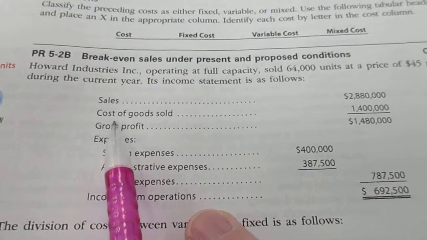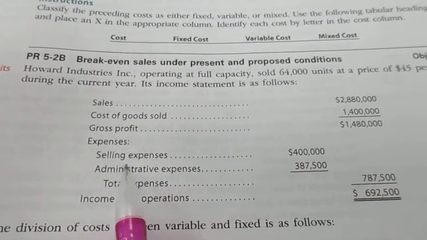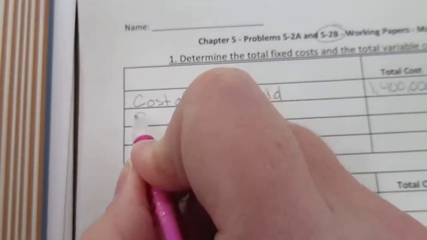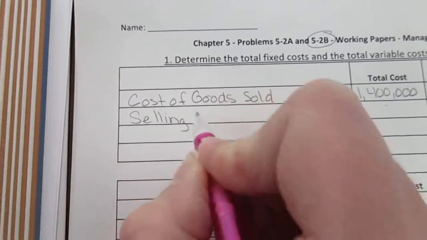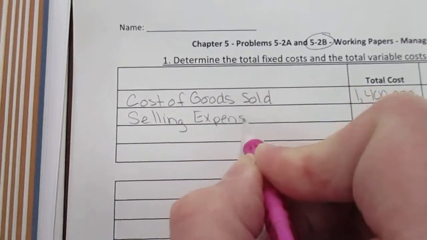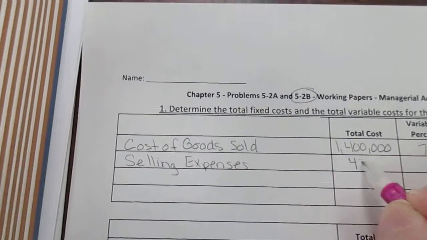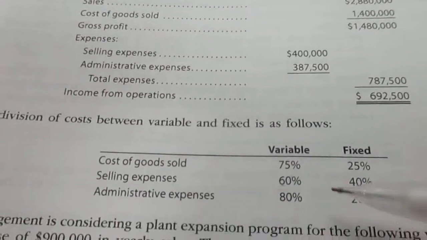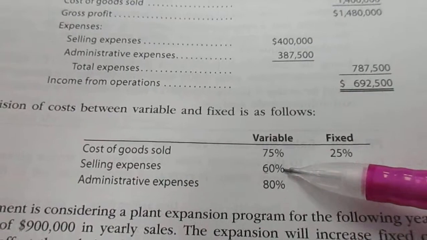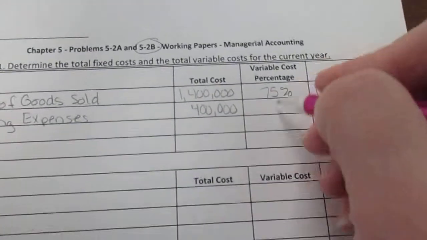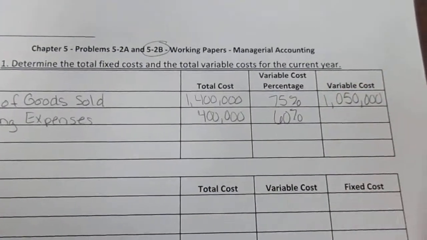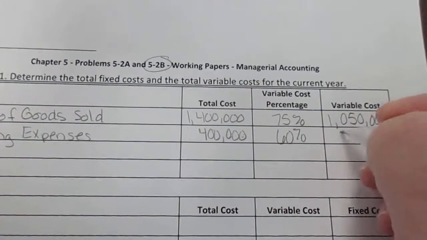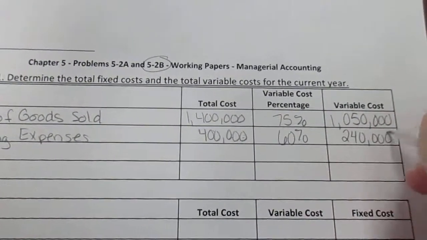Back to my income statement. As I go down and find the rest of my expenses, my next one is selling expenses for $400,000. So I come over here and fill that one in. Selling expenses for $400,000. If I look down in my little chart here, it tells me that selling expenses are 60% variable costs. So I can fill in my 60%. Again, multiply these two numbers together, 400,000 times 0.60, and I get $240,000.